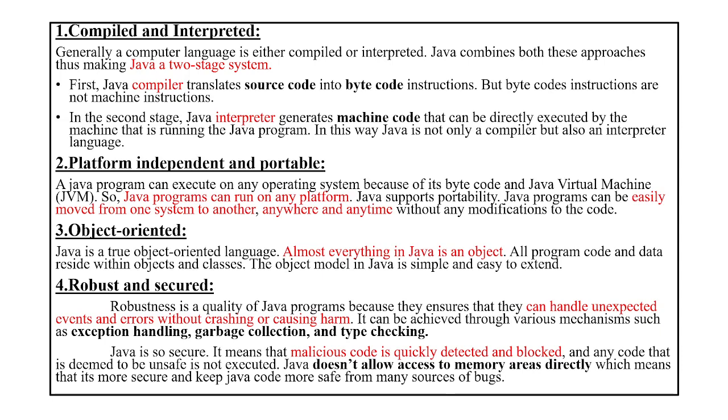Java is also secure. Why? Because it doesn't allow the memory area to be accessed directly. And not only this, if there is any malicious code, that means unsafe code, if it is detected or even deemed so, it is quickly blocked and not allowed to be executed. Because of these features, Java is a secure language.